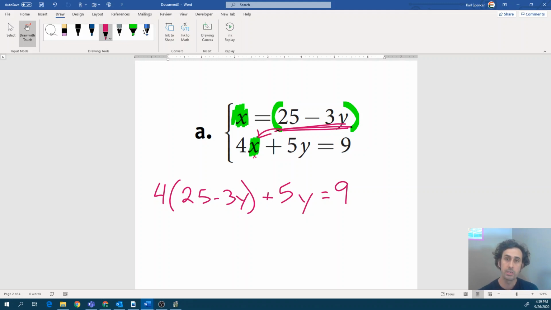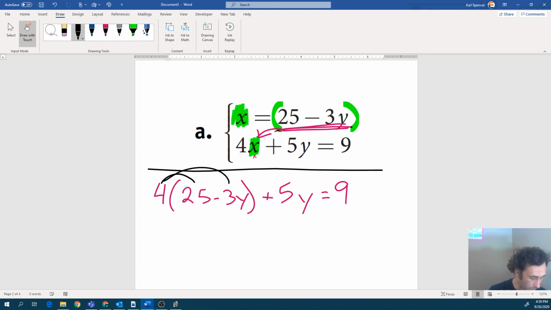Now why did I do this? Well, if we look at our new equation here, we notice that it now has only one variable. Everything is written in terms of y. We can now solve it. So I'm going to distribute this 4: 100 minus 12y plus 5y equals 9. And I'm going to solve for the value of y.